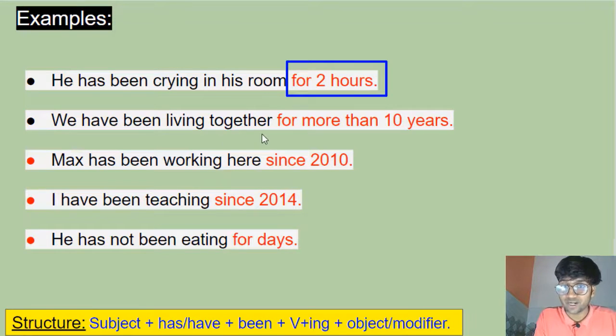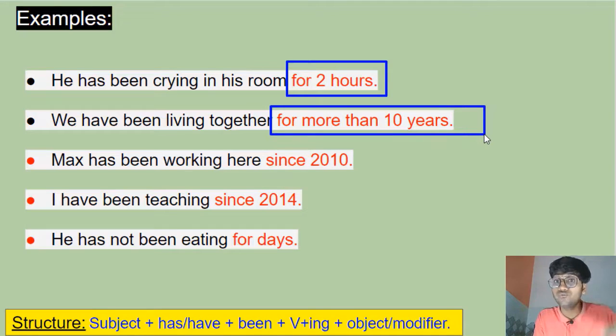We have been living together for more than 10 years. This action of living together has been happening for more than 10 years. This is what I want you to focus on. Just don't look at what is going on right now. No, that's not what I want you to look at. I want you to understand that this action has been going on for the last 10 years. For the last 10 years, we have been living together. Get the point? Understand why we're using present perfect continuous tense, why this tense is made.